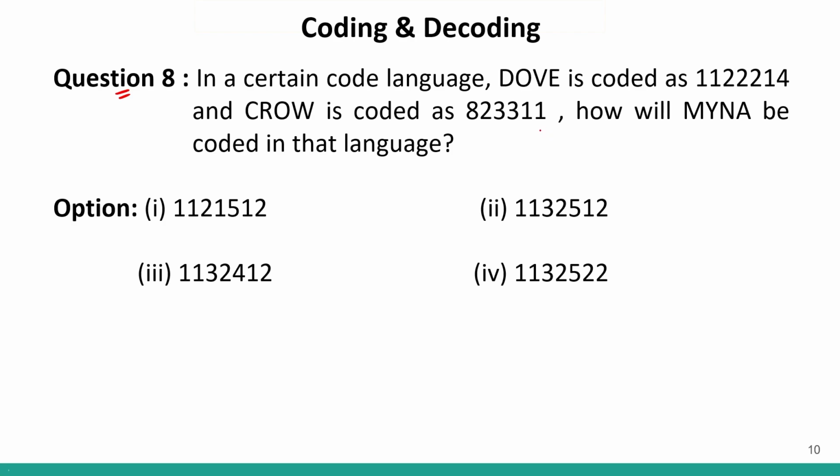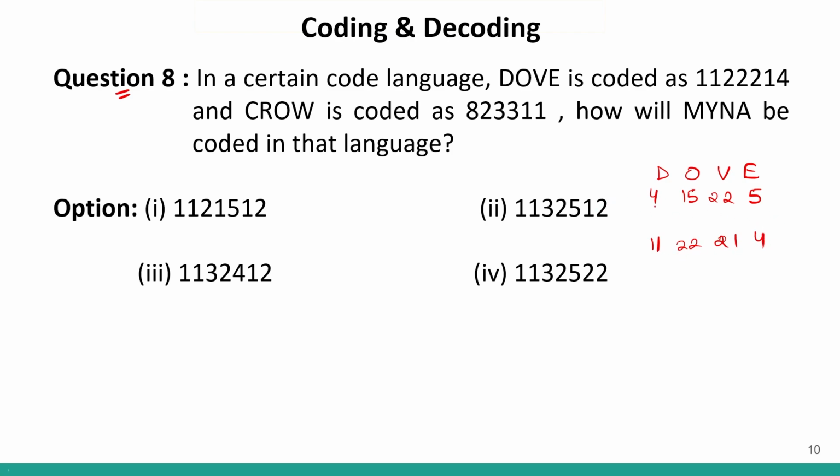So the concept of forward ranks and backward ranks. For DOVE, if I look at the forward ranks, they are 4, 15. For V, the forward rank is 22 and 5. Correct? Now, if I look over here, the code is written like this: 11, 22, 21 and 4.